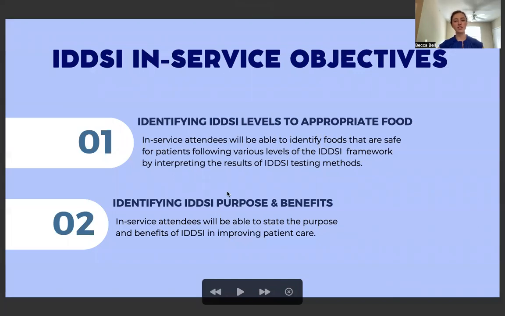For the IDDSI in-service objectives, the first objective is for attendees to be able to identify foods that are safe for patients following various levels of the IDDSI framework, and being able to look at IDDSI testing method results to help identify if the levels are appropriate. And also, attendees will be able to state the purpose and benefits of IDDSI in improving patient care.